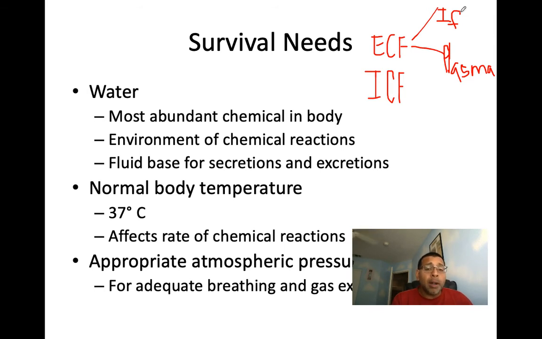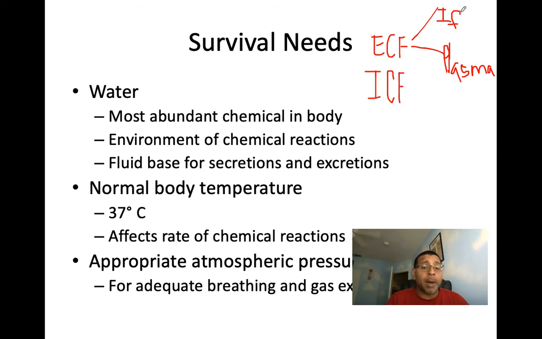Next, I want you to know that water is obtained through ingested foods and liquids. Water is removed or lost from the body through evaporation from the lungs and the skin, and then also in body excretions.